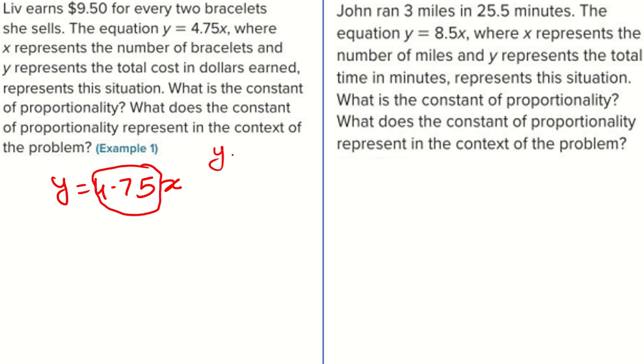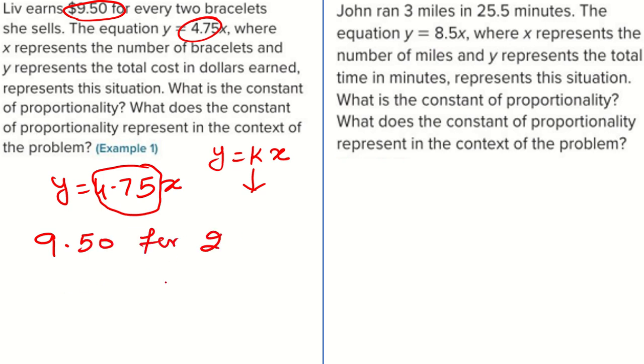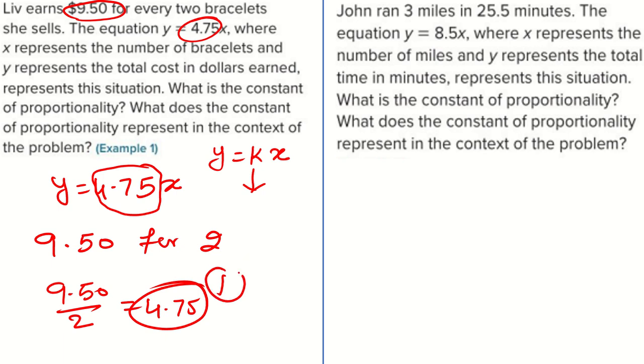I told you before also that if y is equal to kx is the equation, then k is called the constant of proportionality. Now here students may be confused because two numbers are written, 9.50 and 4.75. Now if you see, 9.50 is for 2 bracelets. So for one bracelet it will be 9.50 divided by 2, and I am sure its answer will be 4.75. So the constant of proportionality will always be calculated for 1 unit.